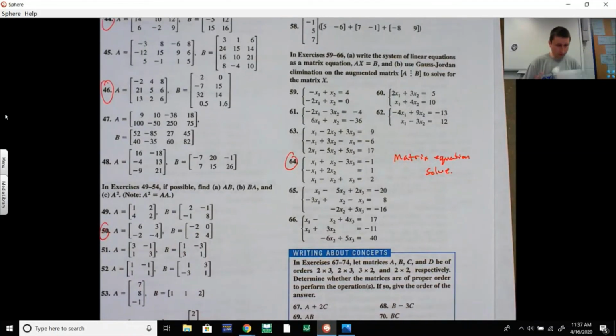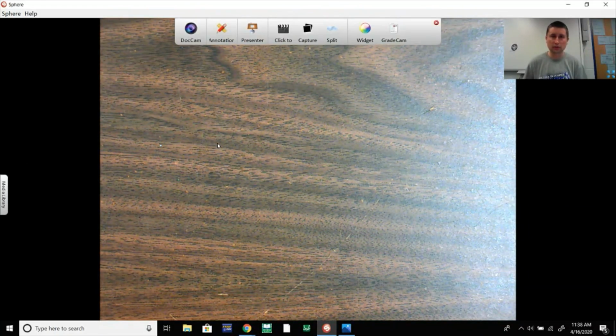So hopefully these matrices go a lot smoother for us, and we got through all those conic sections and everything. I think the last lesson might be a little bit tricky, but the matrices should be a nice break for us. So let me know what questions you have. We'll talk to you later.